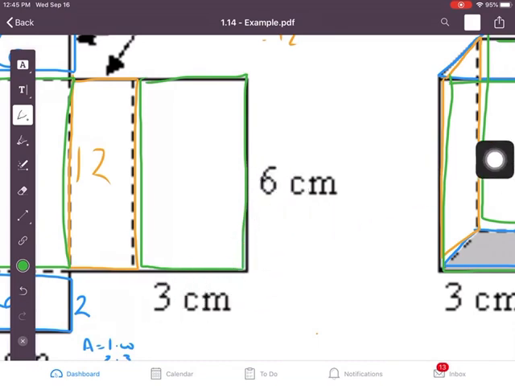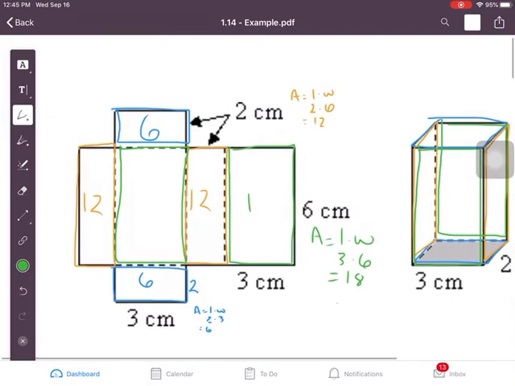So once again, same formula. Area equals length times width, which would be 3 times 6, which would be 18. So this one is 18 and this one is 18. So now I have found the area of all of my faces. But to find the surface area, I need to add all of those faces together. Okay? So that means that I need to take the surface area.